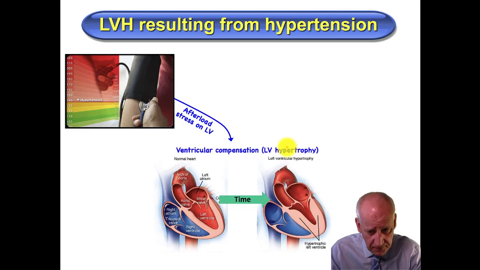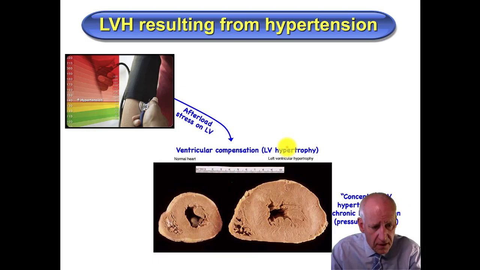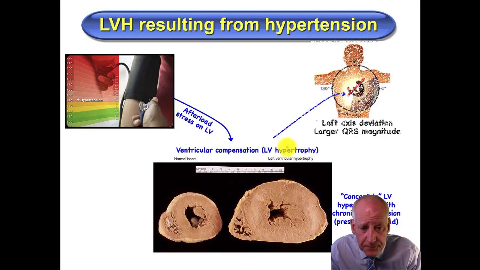That's a compensatory response, and as we get further along in Block 2, we'll learn about the law of Laplace and circumferential tension and how to mitigate that. So ventricular hypertrophy, in this case, would be a concentric hypertrophy induced by chronic hypertension, in other words, a pressure overload. There are different types of hypertrophy, for example, eccentric hypertrophy, that is seen in different pathologies, versus pressure versus volume overload. We'll talk about that later on in the block.